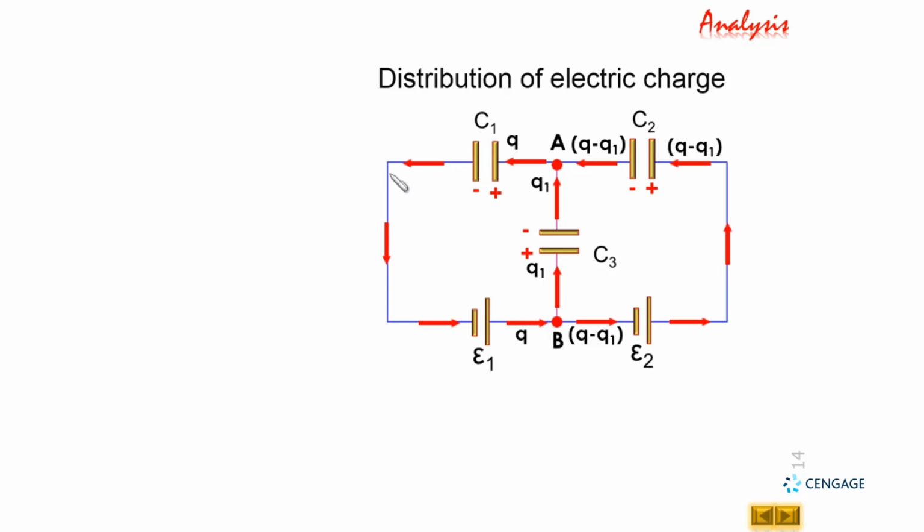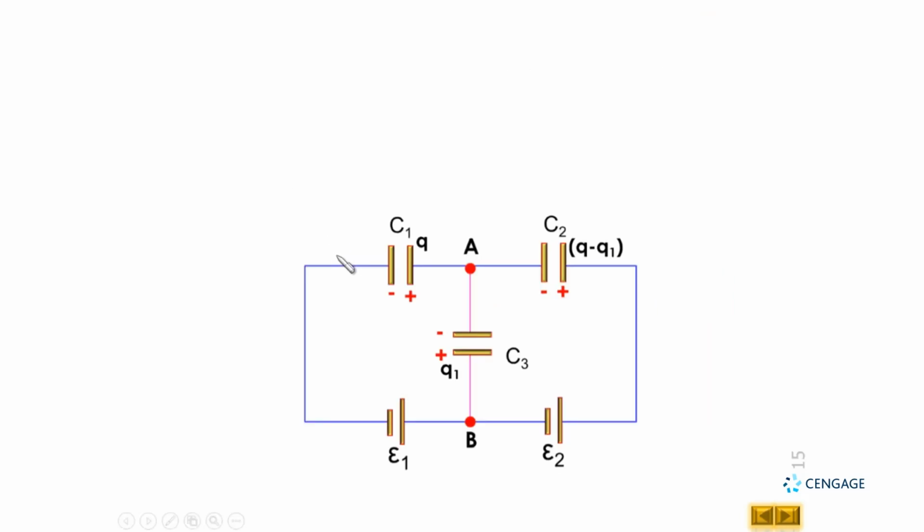Now after first law, that is the junction law, let us apply the loop, and you can observe here there are two unknowns, that is Q and Q1. That means we need two equations. So let us make this diagram again, and first we are going to write the loop equation for the left loop, that is this part of the circuit, and here let us select the direction clockwise, and here we are going to start from point A.